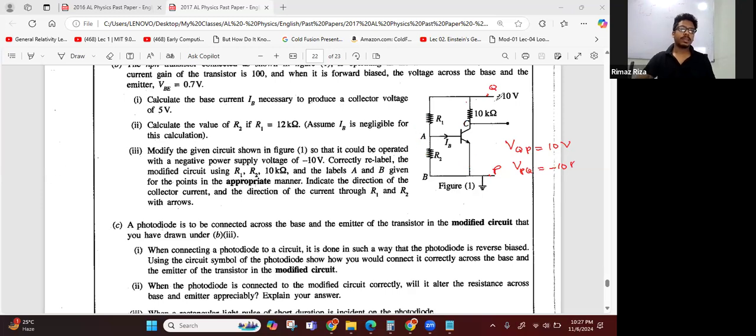Okay, if this is minus 10 volt, now we'll do logical reasoning. This junction was NPN, so this one has to be a PNP transistor. Then this becomes minus, and this has to be a PNP transistor, isn't it? Yeah. So I will draw this circuit.